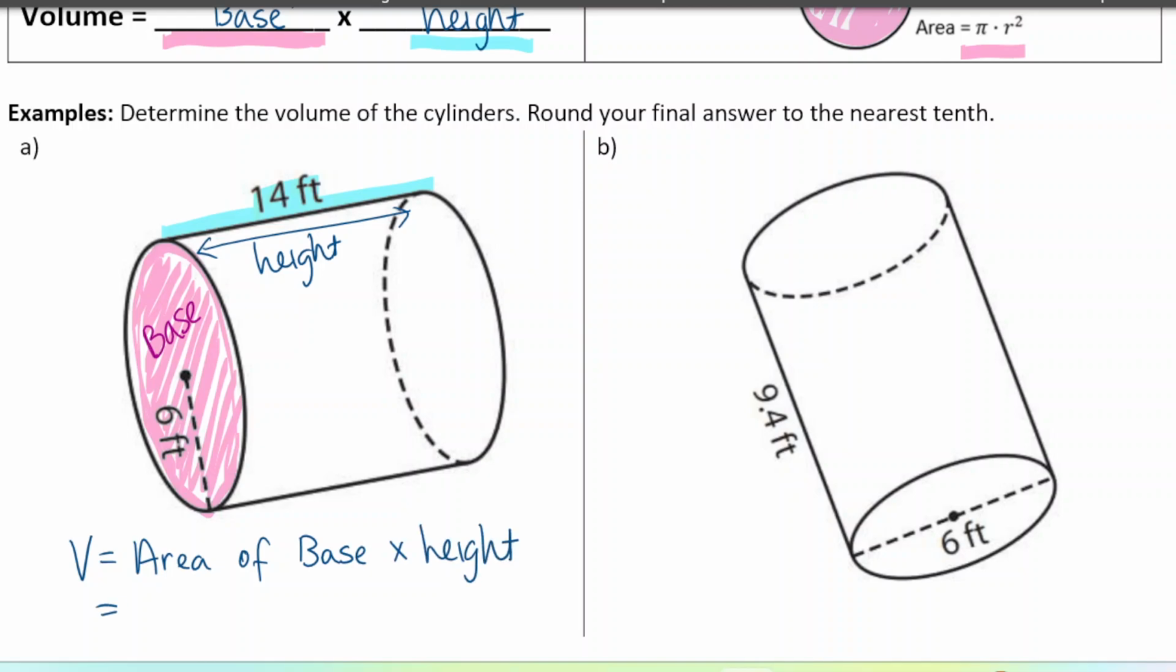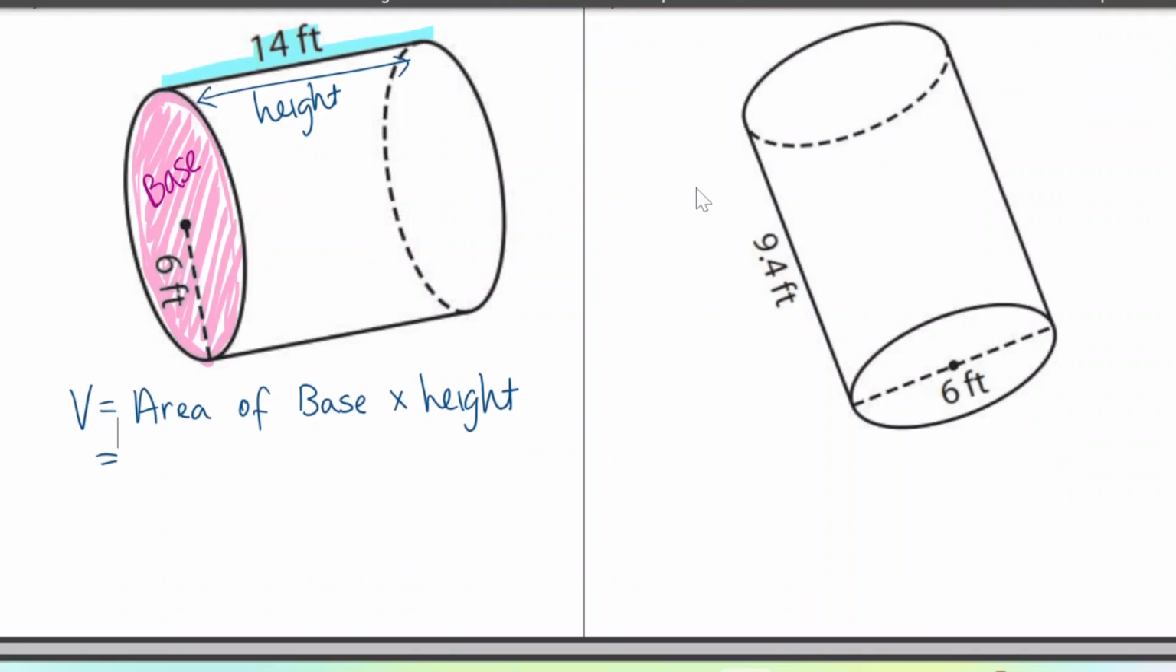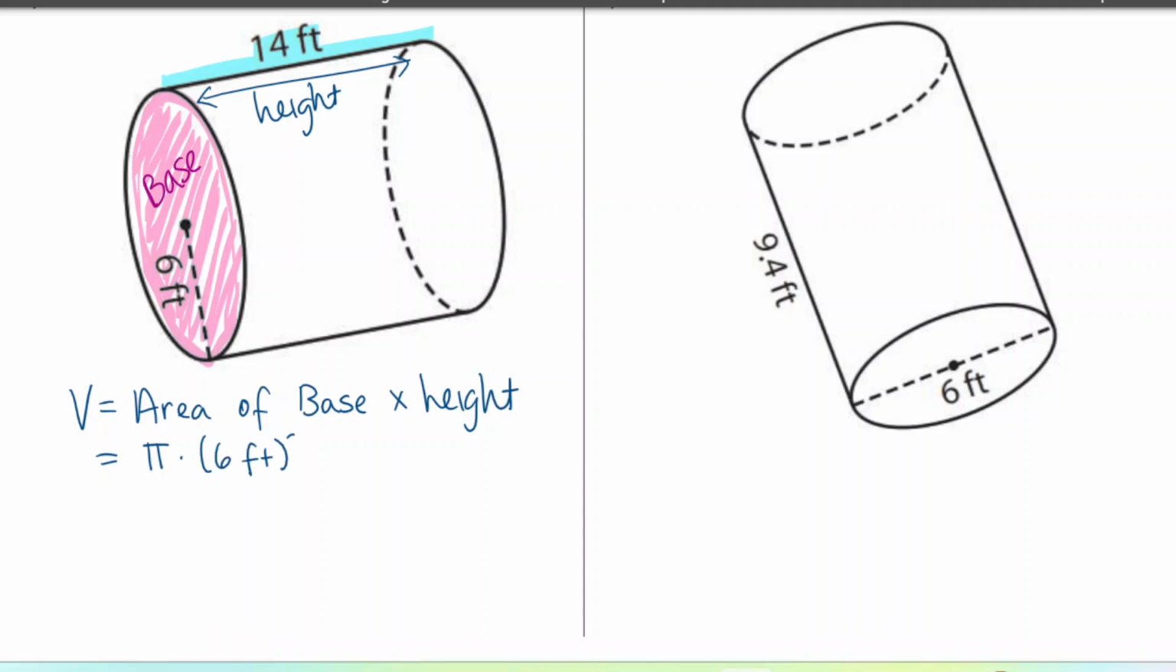So for cylinders, the area of a circle is pi times radius squared, and this time it's 6, the radius. And then the height is going to be 14 feet. Okay, so I'm going to multiply the numbers first together. So 6 squared is 36 times 14. 36 times 14 is 504. And I've multiplied 3 measurements of feet, so it's going to be feet cubed.